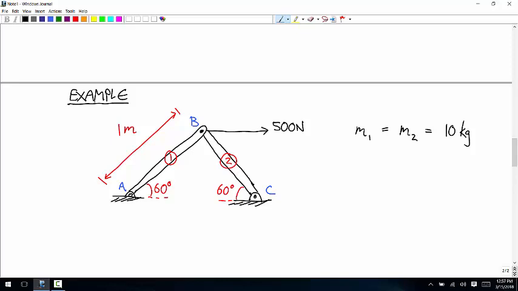You could do this calculation if we ignored the weights, and the weight isn't going to make a big difference here. That 500 Newton force is a lot bigger than the weights of, well, I guess 100 Newtons. So it'll make some difference, but not that much. But using the traditional methods, you'd have to ignore the weights. If you want to put the weights in, you're stuck. But our way will work fine for this.